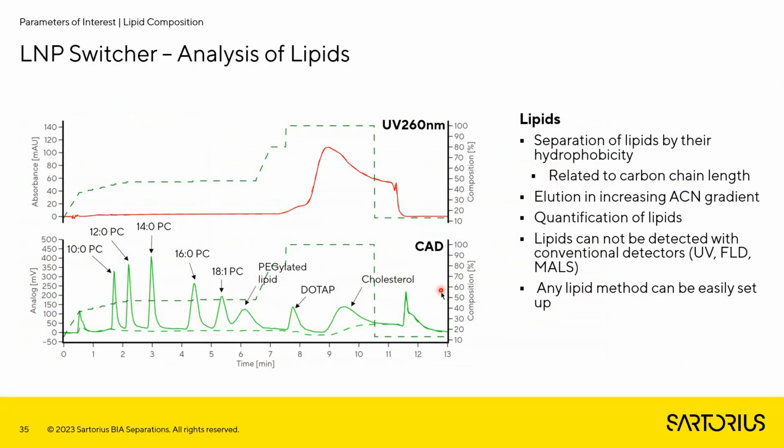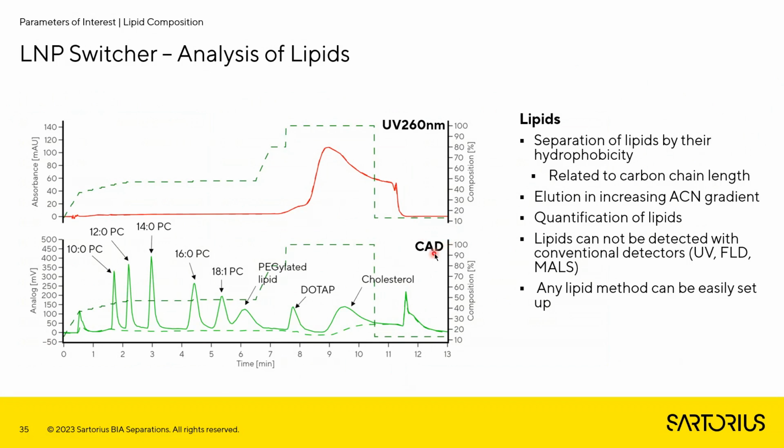So here is one example of how our SDVB column and increasing acetonitrile gradient can be used for separation of different lipids. The lipids are separated due to their hydrophobicity, which is related to the carbon chain length of these lipids. Using this method, we can quantify the lipids.